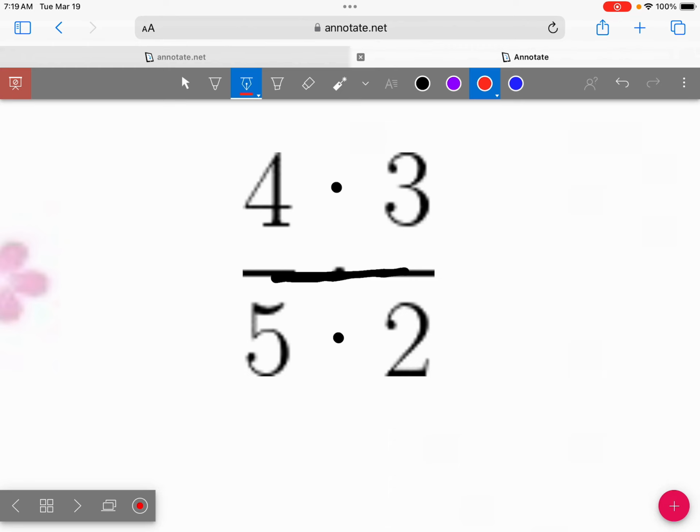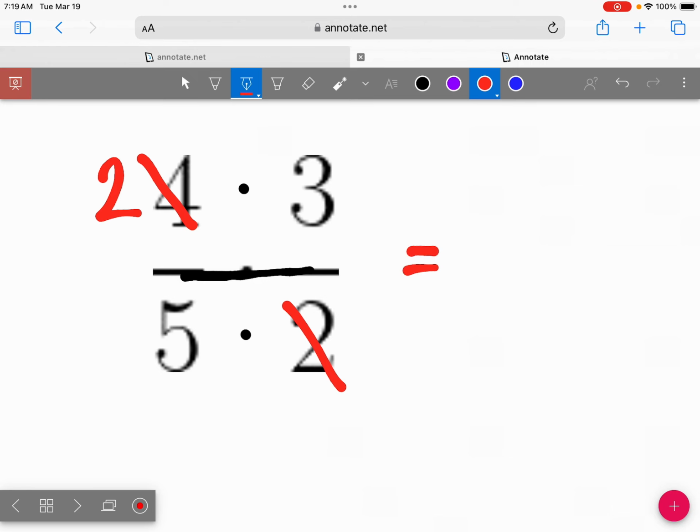12 over 10. Or we could cancel out a 2. That's going to become a 2, and it'll simplify it early. So we get 6 over 5, which is the same thing as 12 over 10. Canceling out those common factors can happen at any stage in this.